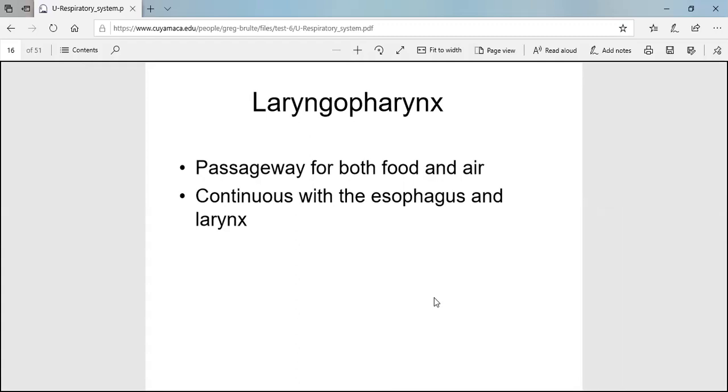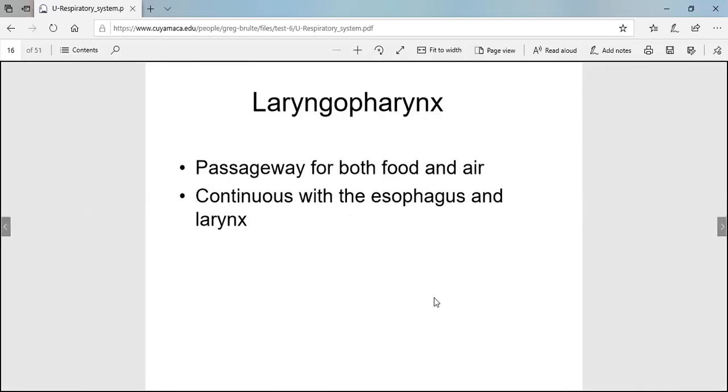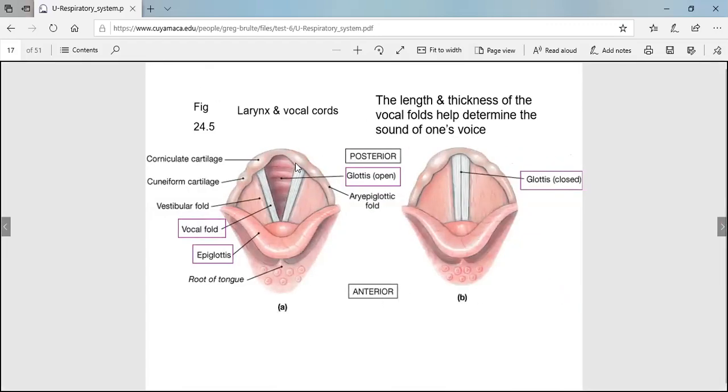So that's stratified squamous, just like the oropharynx is stratified squamous, because it's for protection. This is what you look at: that's the base of the tongue, that's the circumvallate papillae. There's your epiglottis, it's poking up at you. They're having a hard time drawing, but that's coming towards you on this drawing.